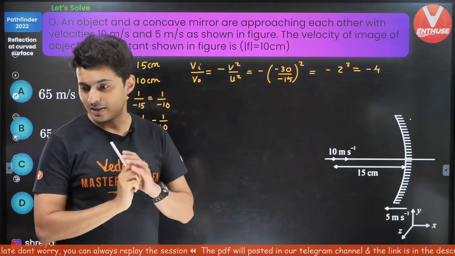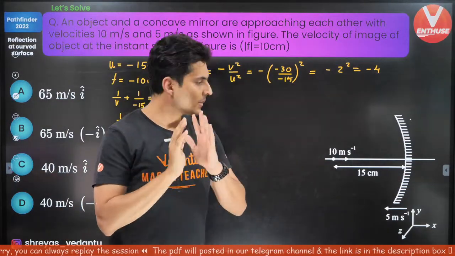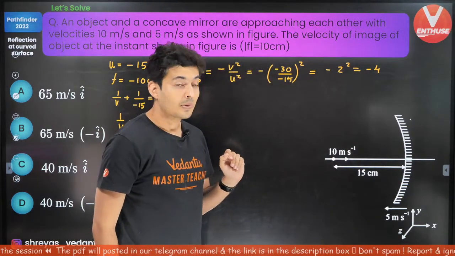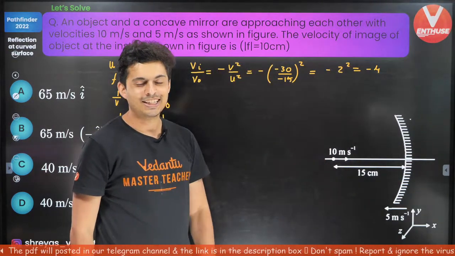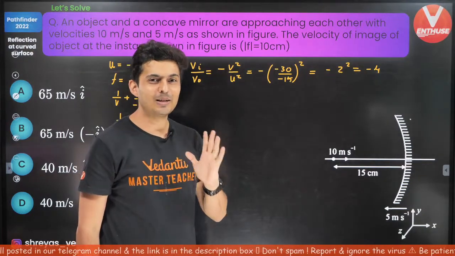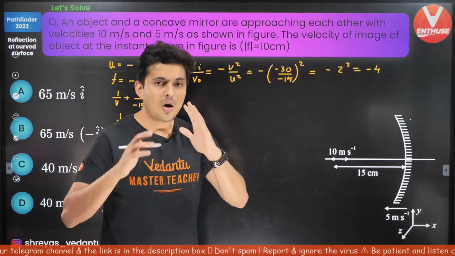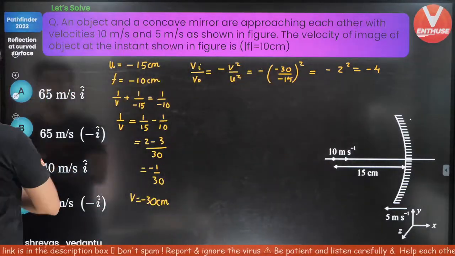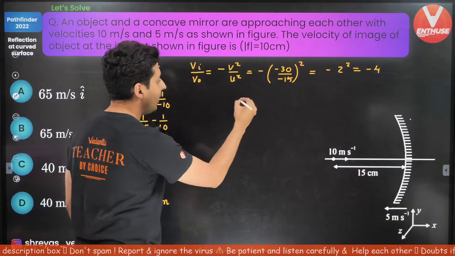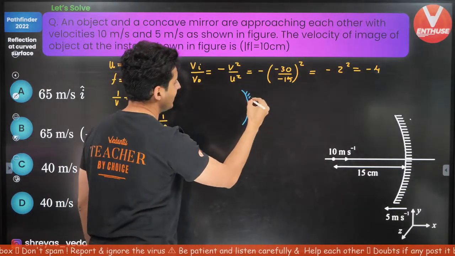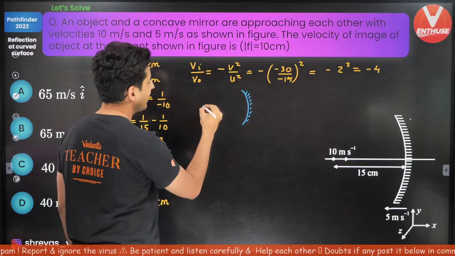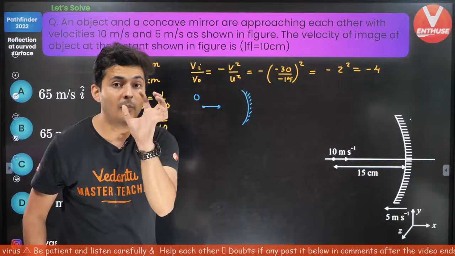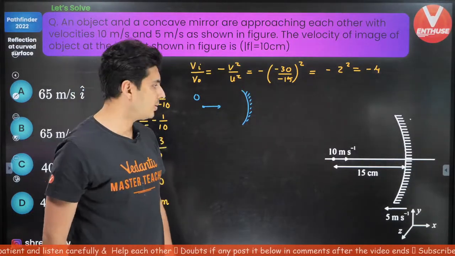Now comes the tricky part. Observe this carefully. See, the object is moving towards the mirror, but even the mirror is moving. That's the problem. So whenever you see the mirror moving, what have I told you? Always sit on the mirror. Always make yourself positioned on the mirror. So when you sit on the mirror, you are going to see the object coming towards the mirror with how much speed? Think and answer in the chat box.